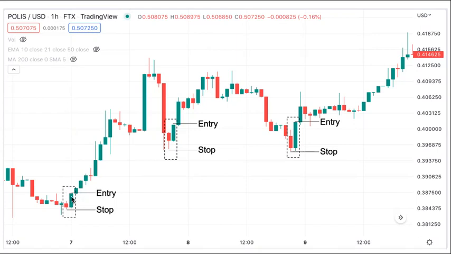If I enter in the middle here, and if I'm wrong with my analysis, the next candlestick is a red one, it comes down. I get stopped out, because I entered here, here, here, or wherever. You get what I mean?